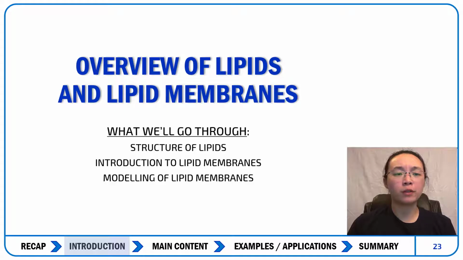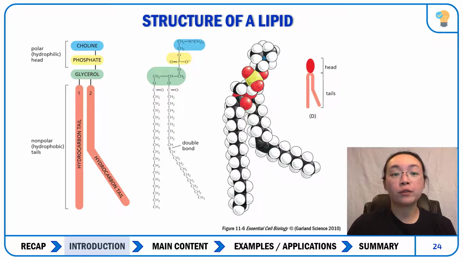So let's move on to an overview of lipids and lipid membranes. In this section, we're pretty much just looking at the structure of a lipid, basically why they form the shapes they do, and different ways that we can model a lipid membrane or begin to model a lipid membrane. So first of all, let's tackle the structure of a lipid.